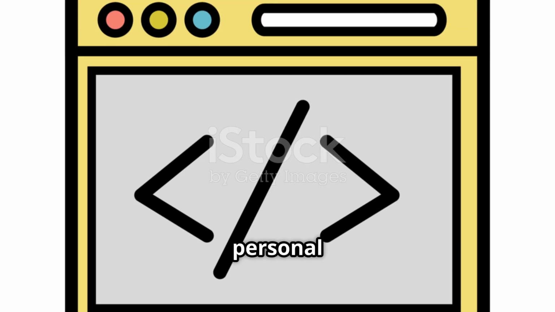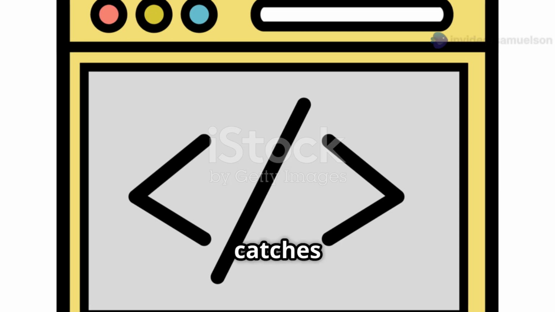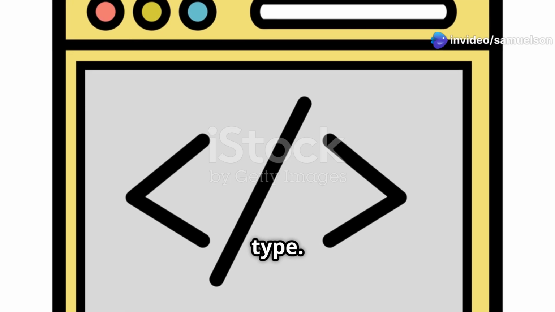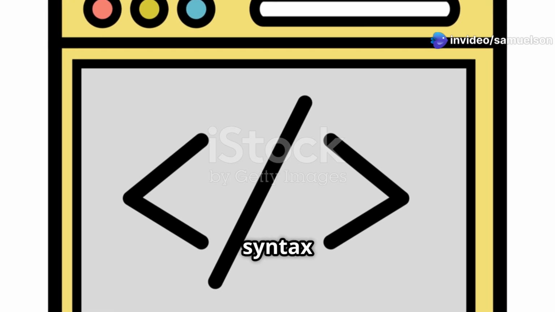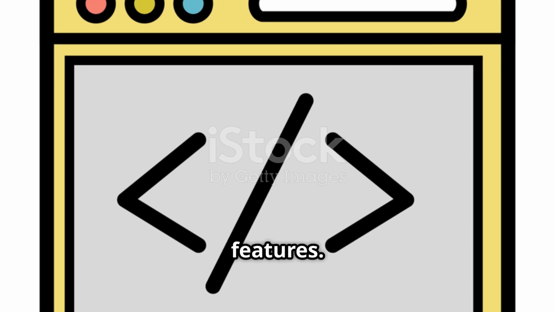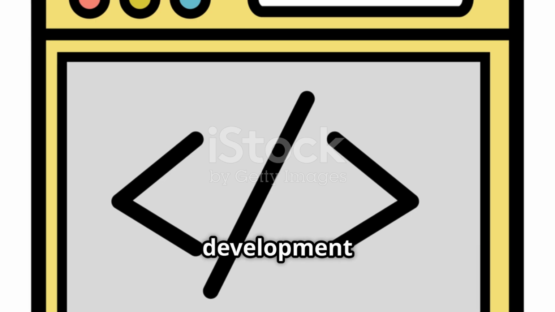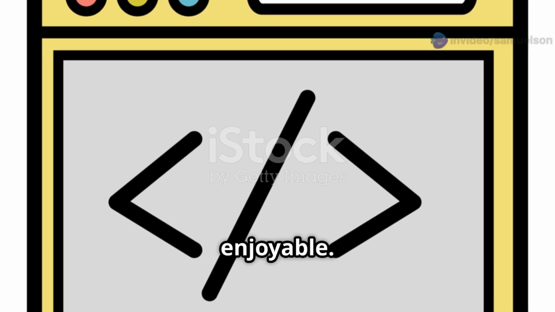Imagine having a personal assistant that highlights your code, suggests completions, and catches errors as you type. That's what the code editor offers with its syntax highlighting, auto-completion, and error detection features. These tools help you write clean, efficient code faster, making your development process smoother and more enjoyable.